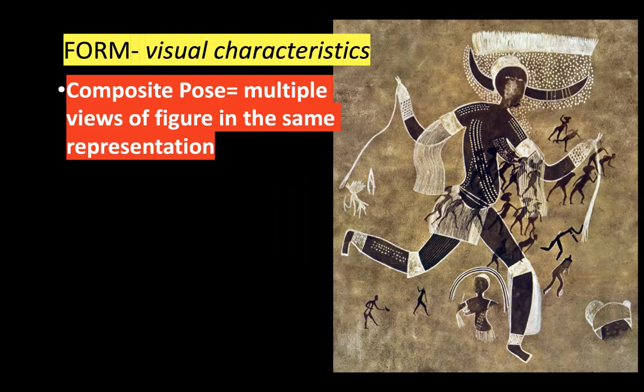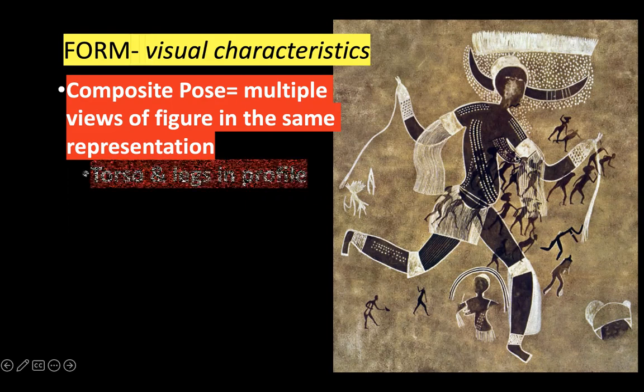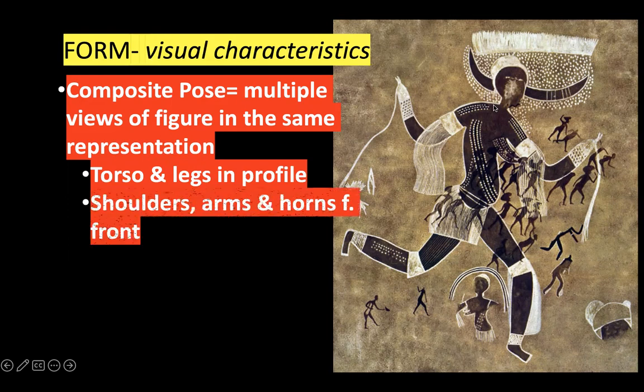So it's like she's sideways, but you can see her arms straight on, right? So that's the twisting of the body. Also, maybe it looks like two eyes here, but her head could be turned. All right, her torso and legs are in profile, shoulders, arms, and horns from the front. These are the horns up here.